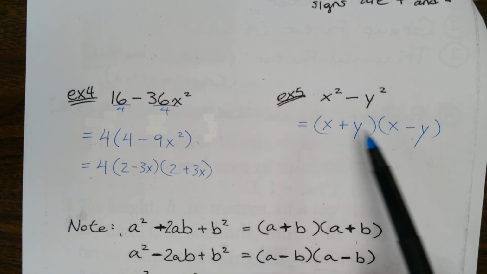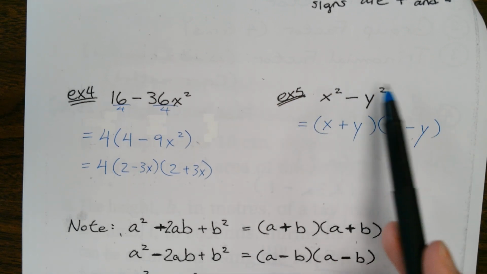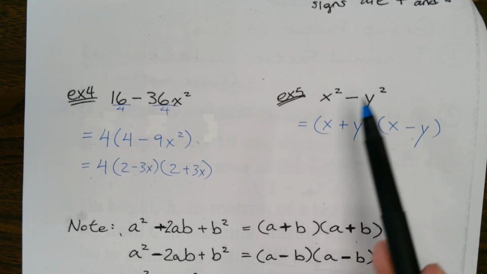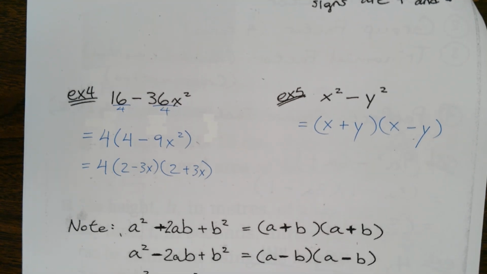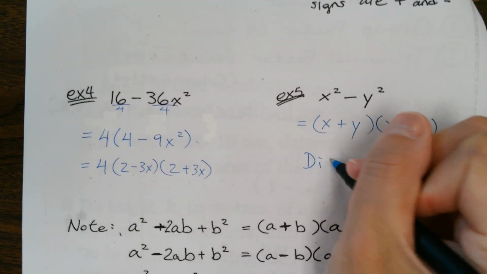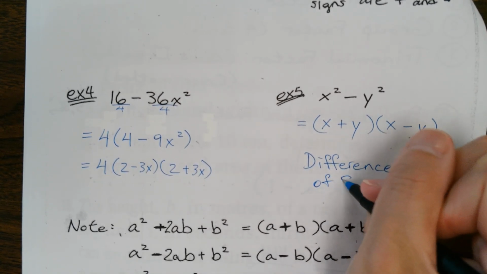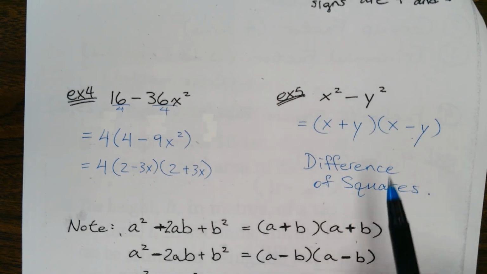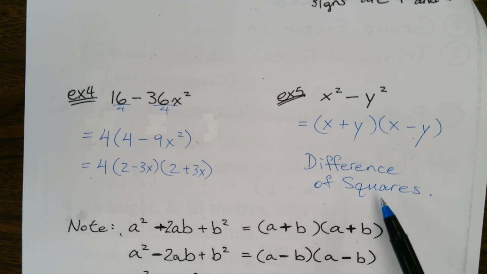What do we call this type of perfect square? There's a special name for this type of factoring. Yep, difference of squares. So this is called difference of squares. This is a special type of expression, and it's called difference of squares.